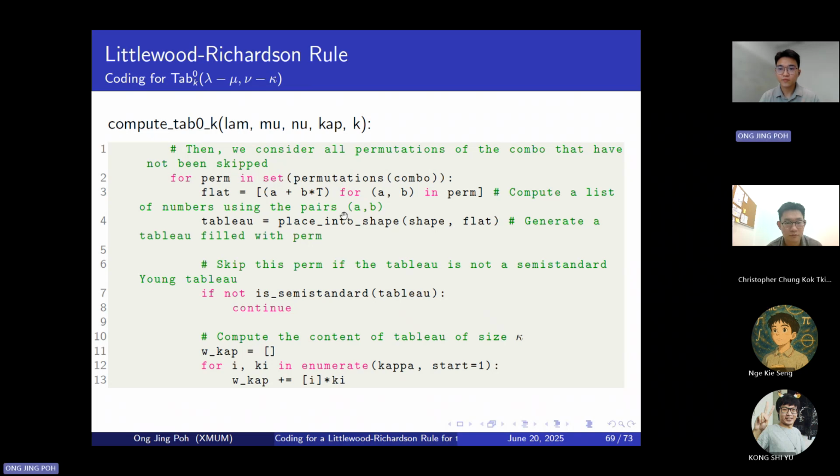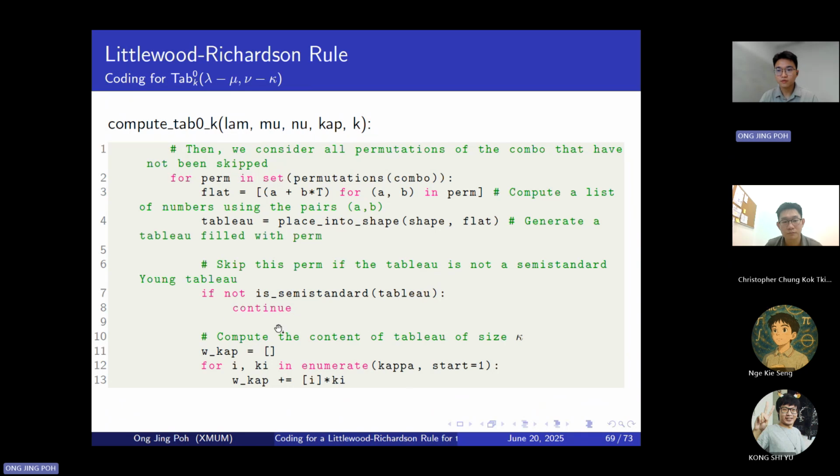And I start to fill out the entries inside the table by using the function place into shape. Okay, after that, in line 7, if the filling is not a semi-standard Young tableau, it will be skipped. So the function is semi-standard checks whether the table is semi-standard or not. If it is semi-standard, it will return true. If not, it returns false.